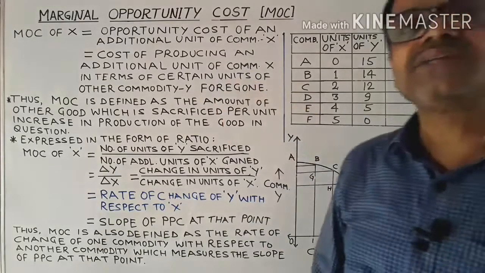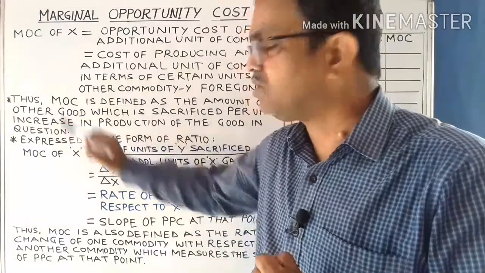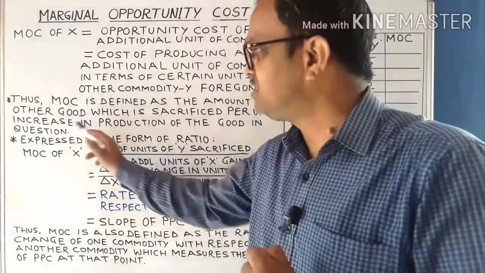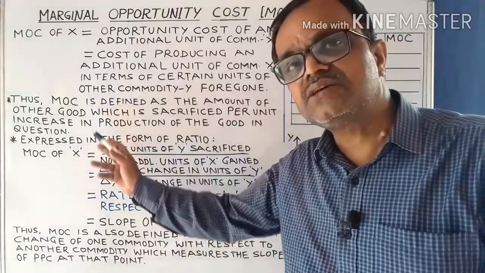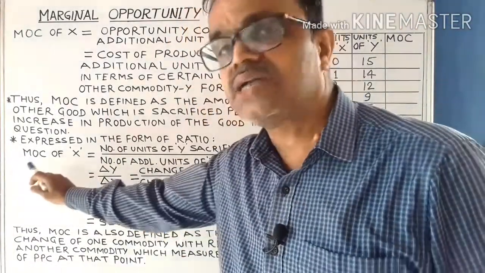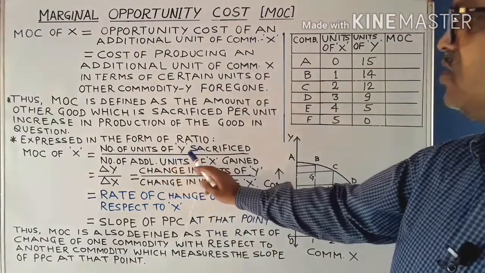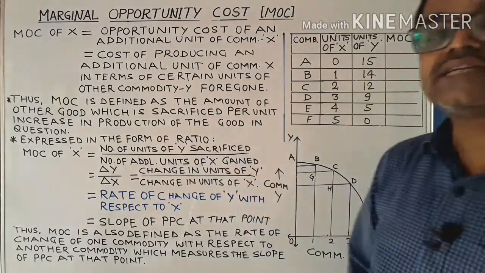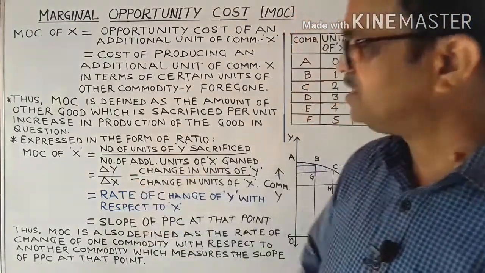We can define marginal opportunity cost as the amount of other good or commodity which is sacrificed per unit increase in production of the good in question. And when it is expressed in the form of a ratio, we can write MOC of X, that is marginal opportunity cost of X, is equal to the number of units of Y sacrificed divided by the number of additional units of commodity X gained, and that can be written in symbolic format as delta Y by delta X.